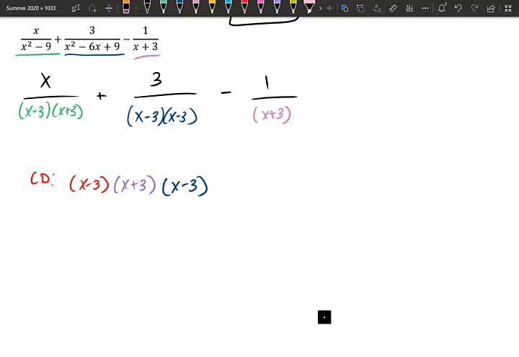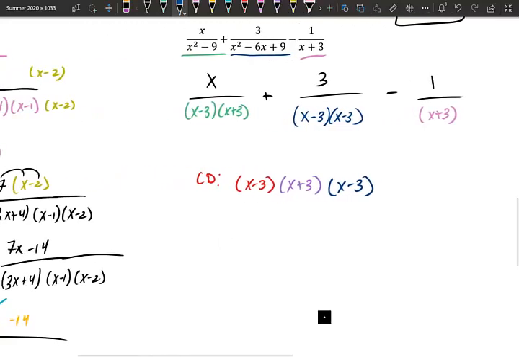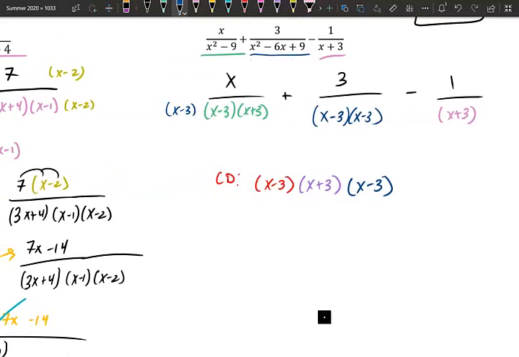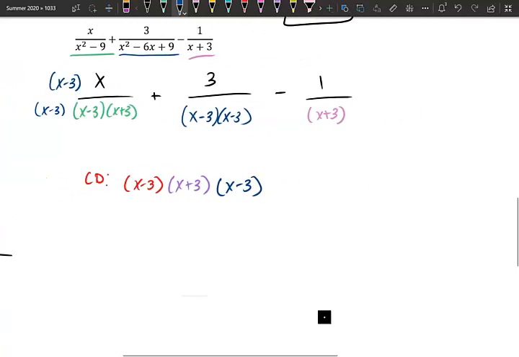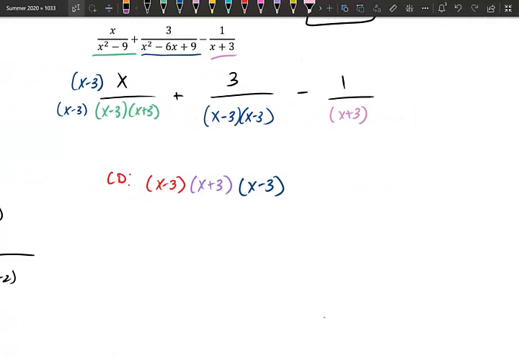Okay, so we need the bottoms all to match. So here we have x minus 3, x plus 3, so it's missing x minus 3. All right, the middle one, we have x minus 3, x minus 3. It's missing x plus 3. All right, next, we have x plus 3, but it's missing x minus 3 and x minus 3. Right, it needs to match.